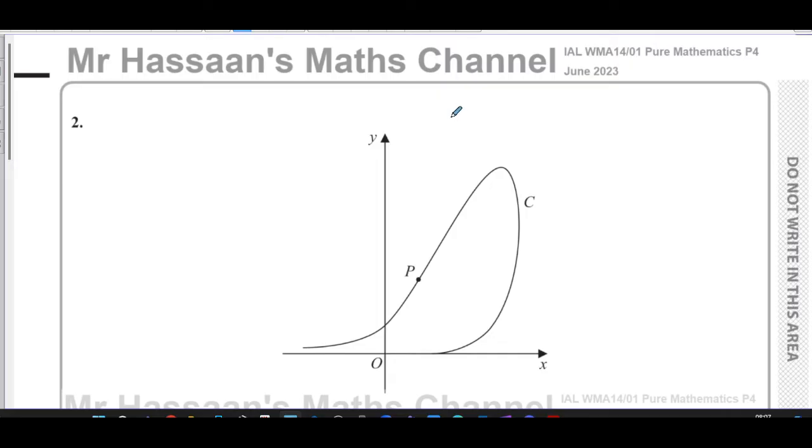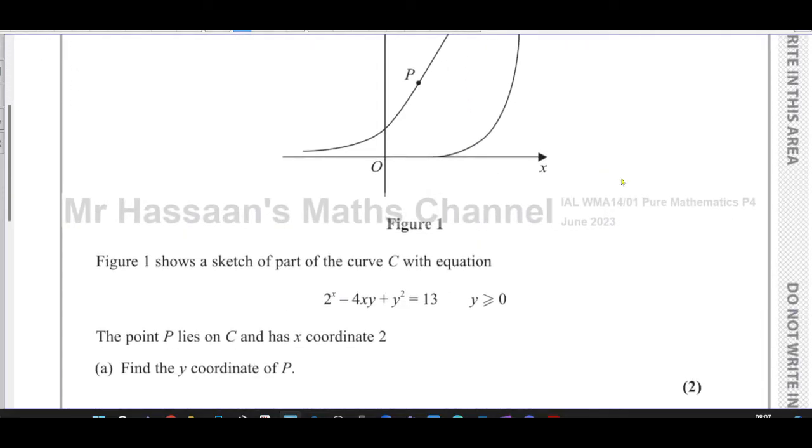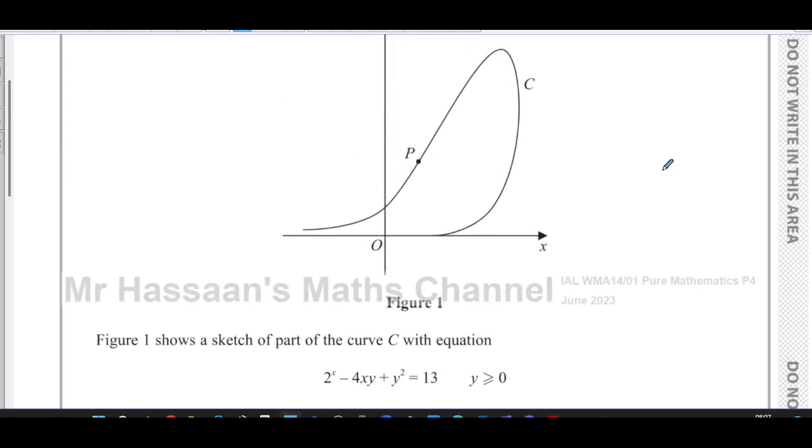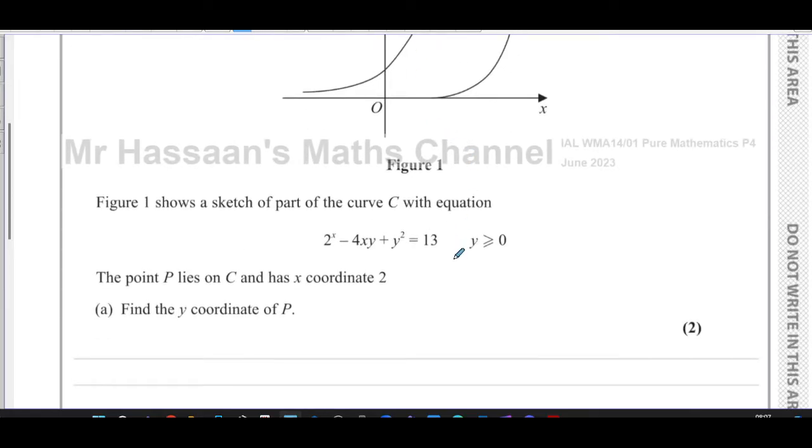This question here is about, it looked like implicit differentiation. It says figure 1 shows a sketch of part of the curve C, which has equation 2 to the power of x minus 4xy plus y squared equals 13, where y is greater than or equal to 0. So it exists only above the x-axis. Okay, so that's, I guess, the range of this function.